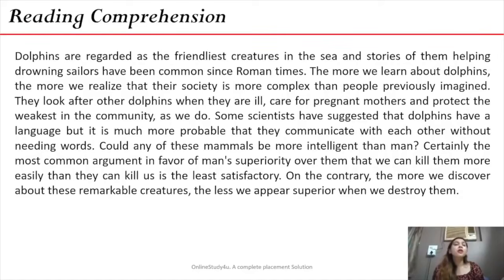The more we learn about dolphins, the more we realize that their society is more complex than people previously imagined. So maybe we imagined the dolphin society to be a certain way, but the author is trying to say that no, that's not the truth. It is more complex than we actually imagined as people. Okay. They look after other dolphins when they are ill. They care for pregnant mothers, and they protect the weakest in the community as we do. So there is some sort of a similarity between the dolphin community and us.